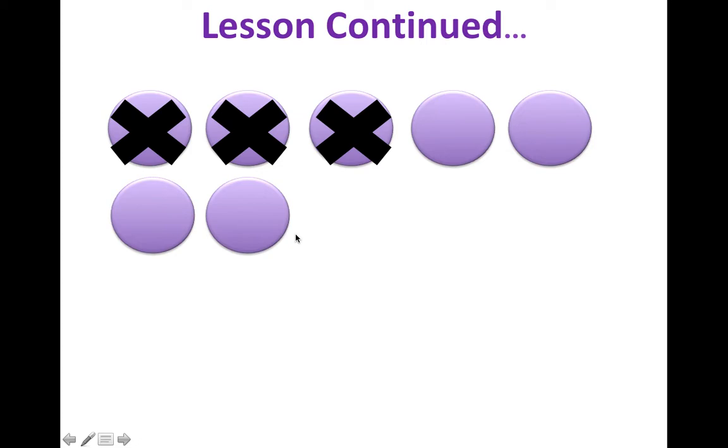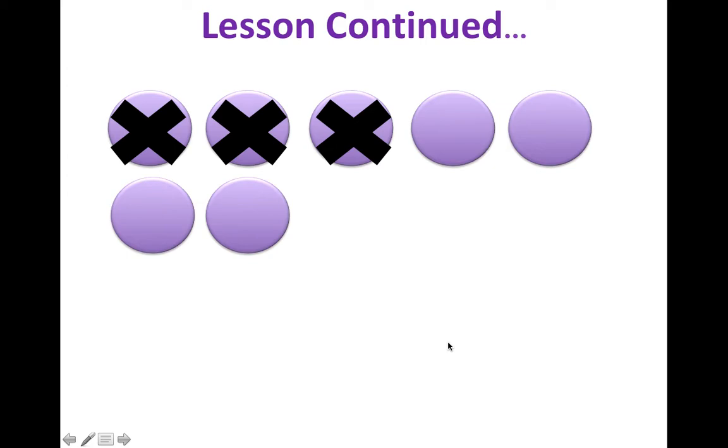If you're using things like bottle caps and buttons or anything like that, you can just put 3 aside. Or if you're drawing a picture like me, you can just put an X on each circle. Let's see what the number sentence would look like. Can someone please raise their hand and help me figure out what the number sentence would look like over here?